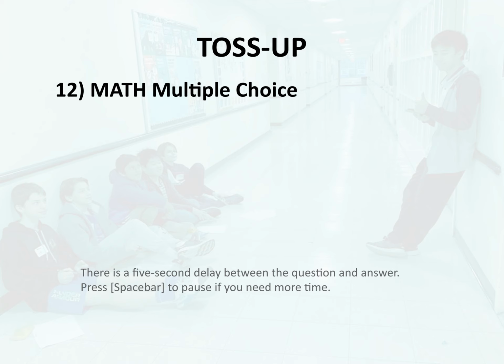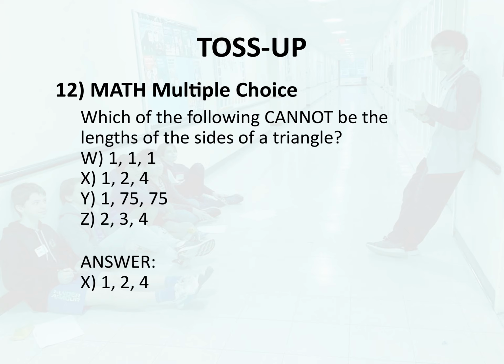Toss-up 12. Math. Multiple choice. Which of the following cannot be the lengths of the sides of a triangle? W: 1, 1, 1. X: 1, 2, 4. Y: 1, 75, 75. Z: 2, 3, 4. Answer: X, 1, 2, 4.